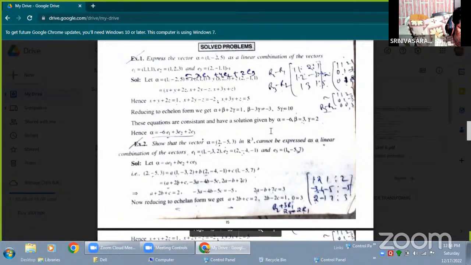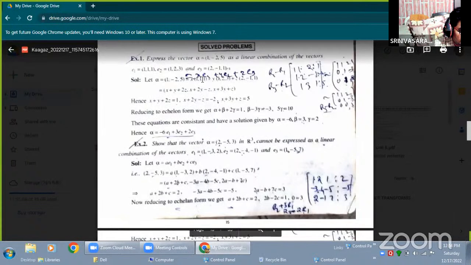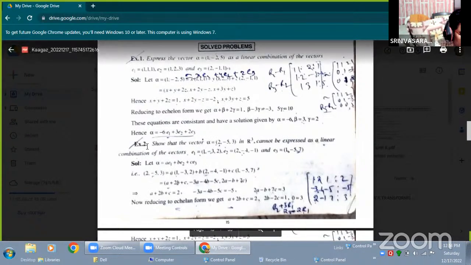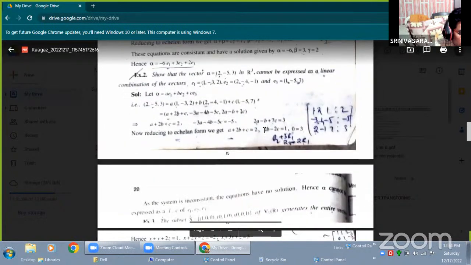Now those values are substituted in the combination part: x equals minus 6 E1 plus 3 E2. Here x equal to alpha, y equal to beta, z equal to gamma, because that is also the conversion of this part. Finally, alpha equals minus 6E1 plus 3E2 plus 2E3. That is the first problem on linear combination.